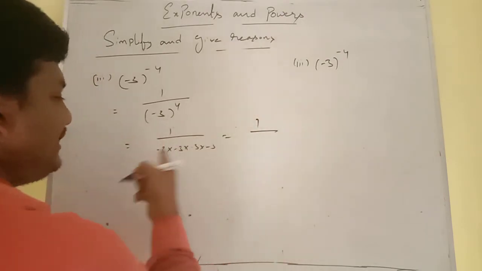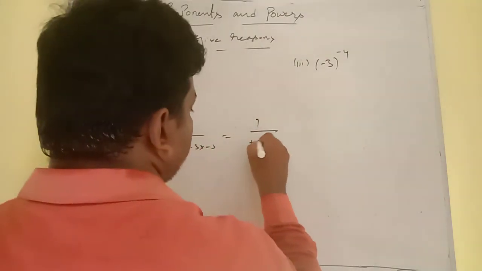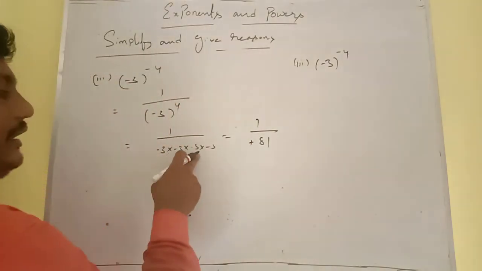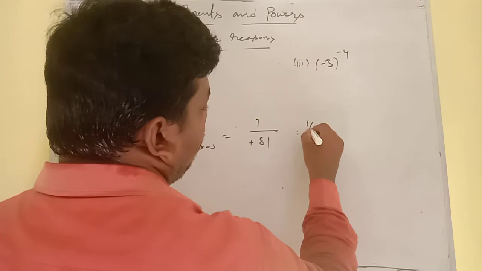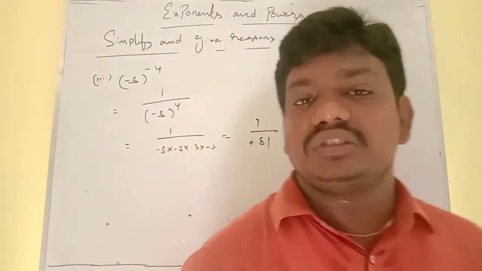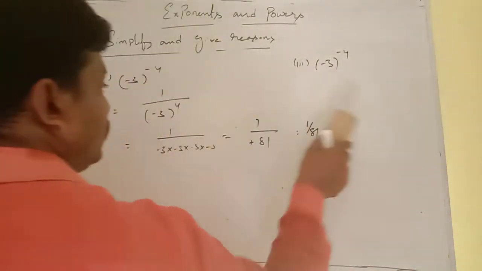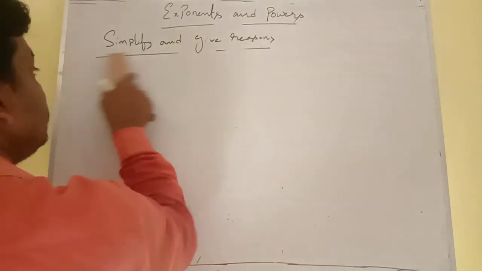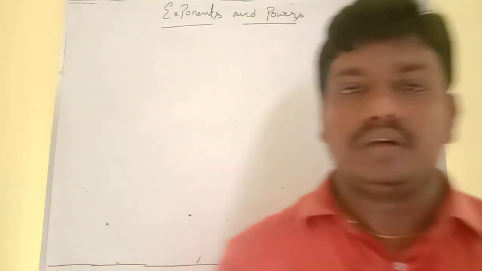So we know that if minus is repeatedly multiplied an even number of times, it is plus. This is plus 81. 3 3s are 9, 9 3s are 27, 27 3s are 81. The answer is 1 by 81. This is how to simplify the given values. Next we are going to see some more examples of how to solve these questions.